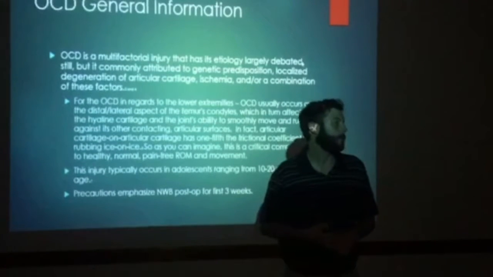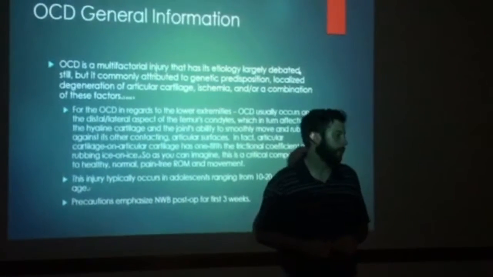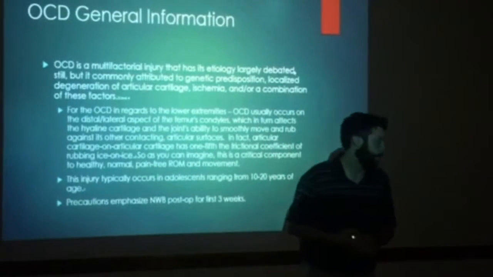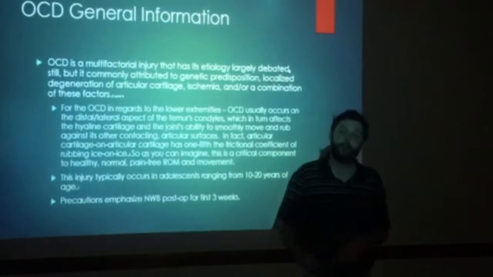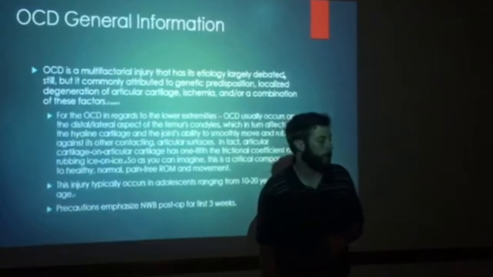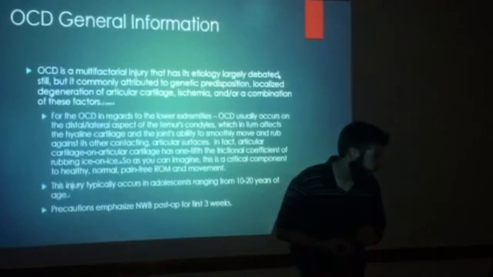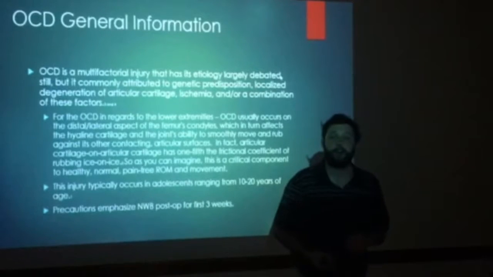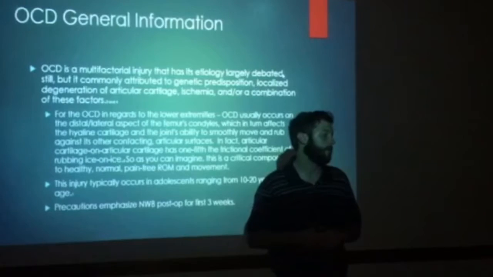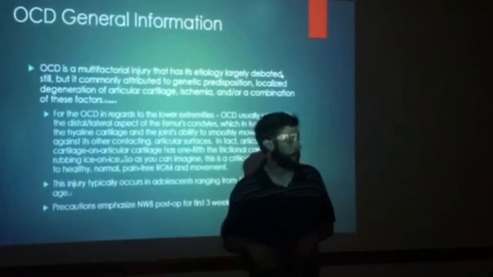It's commonly attributed to genetic predisposition, localized degeneration of the articular cartilage, ischemia, and it could be a combination of all these different things. For the lower extremity, it typically occurs on the lateral distal aspect of the femoral condyles, and it affects the articular cartilage, so it's bone-on-bone articulation, which is pretty painful. This injury typically occurs in kids and adolescents 10 to 20 years old, and precautions mainly emphasize non-weight bearing post-op for the first 3 weeks.